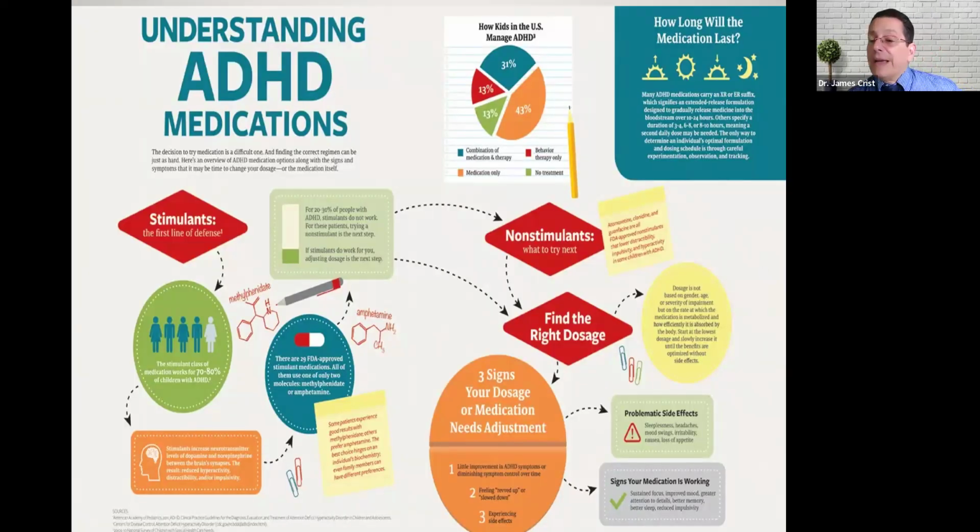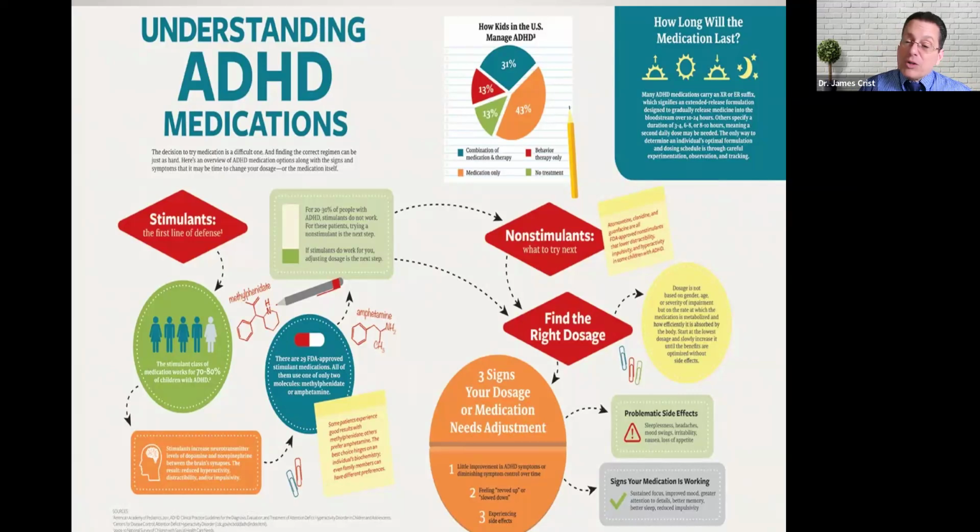This is also a handout here. It just gives you a little idea of understanding ADHD medicines. Generally speaking, the stimulants are the first line of defense. About 20 to 30% of people with ADHD, the stimulants don't work. Then you're going to try a non-stimulant as your second line of treatment. Finding the right dosage is something that's called signs that your dosage or medication needs adjustment. Sometimes you try medicine, it works really well. Then after 6 months, a year, 2 years, it stops working. Sometimes you need a higher dose. Sometimes you need to switch to something different. So again, that's an individual sort of thing.